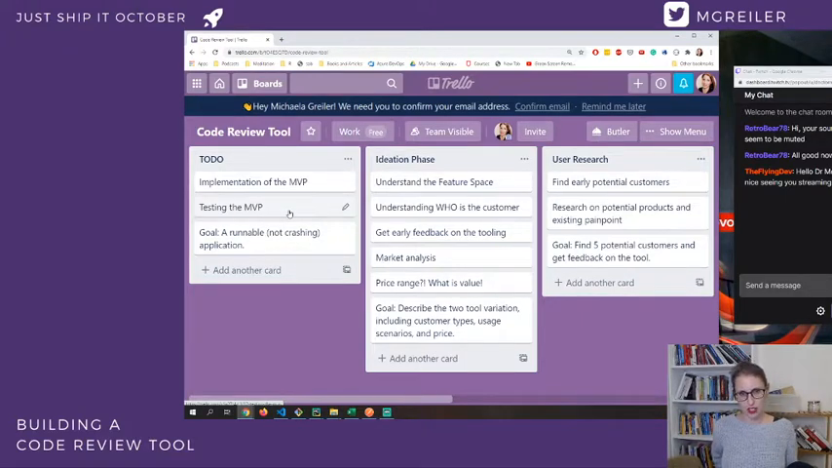And tomorrow I think I should really work on this feature space idea. So what are the features that I should implement, and what are some of the questions that people have? And I think it's all a little bit together, right? So I talked about understanding the customer. So what is the customer? Who is the customer? And what are the questions that those customers have? What is the use case for that?